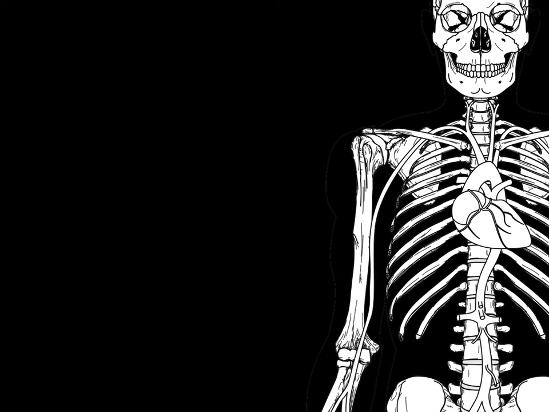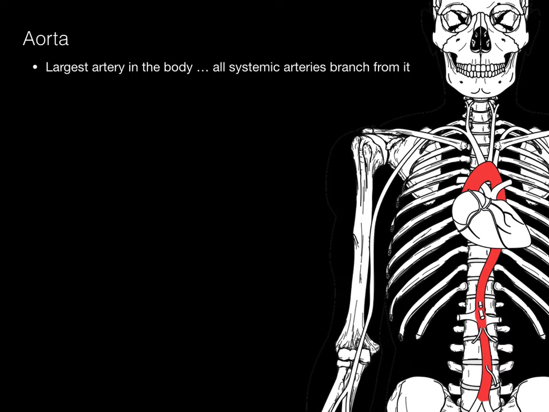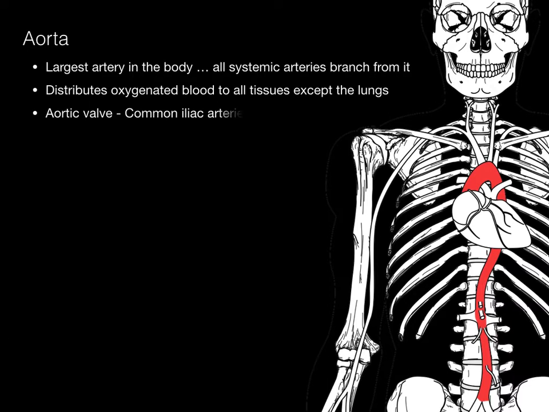All right, so next there's our aortic arch, and there's our aorta, the whole thing from beginning to end. It's the largest artery in the body, and all systemic arteries branch from the aorta, and it distributes oxygenated blood to all the tissues in the body except the lungs. That's the role. The pulmonary circulation brings blood from the heart to the lungs and back. Now the aortic valve is where the aorta starts, and the common iliac arteries is where the aorta ends.